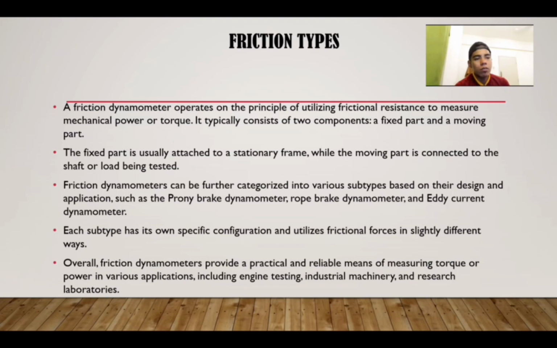Overall, friction dynamometers provide a practical and reliable means of measuring torque or power in various applications, including engine testing, industry machinery, and research laboratories.